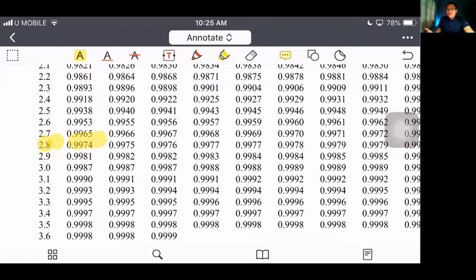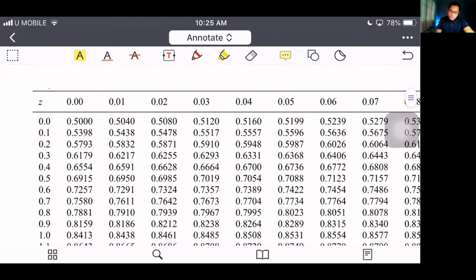If it's 2.87, then go to, where is it? 2.87, and then just cross-check that. Feel this? All right. Okay, good.